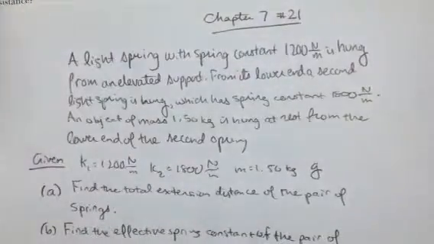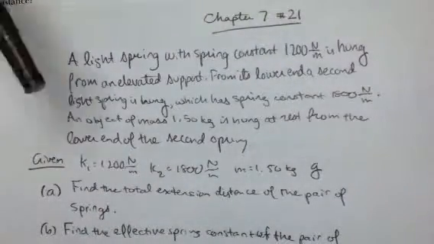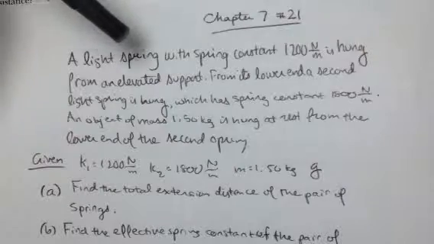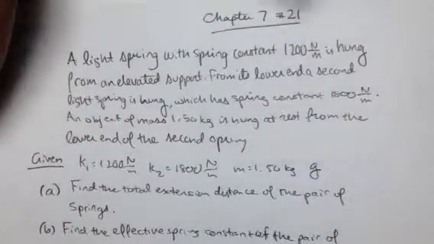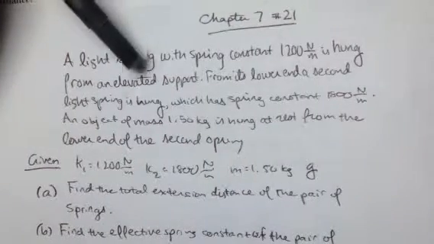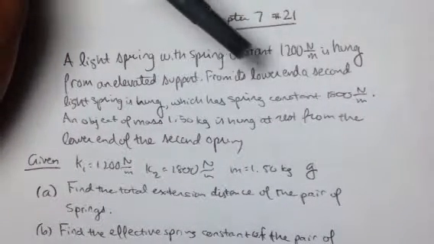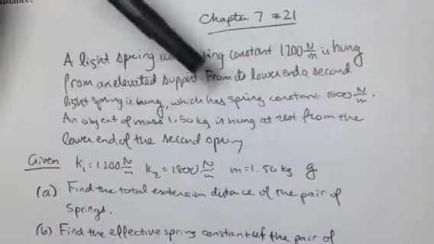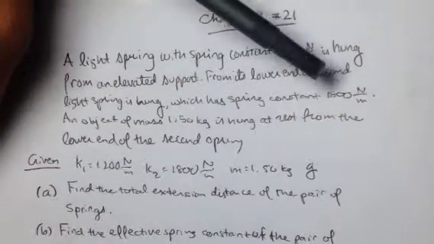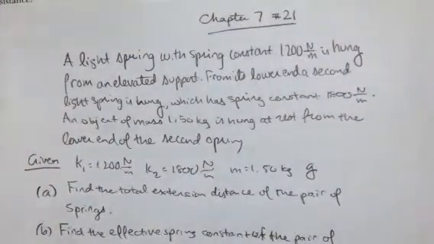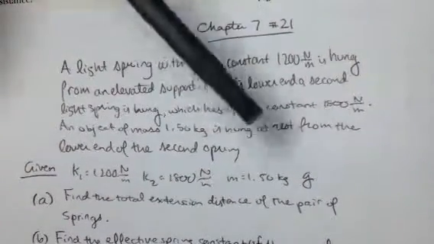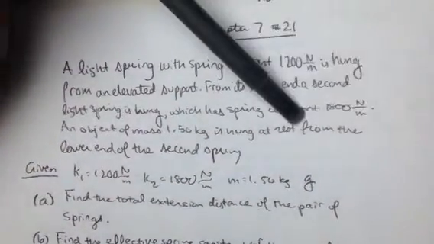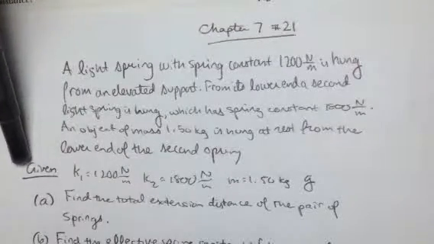Welcome to chapter 7, number 21. In our problem it tells us we have a light spring with spring constant 1,200 newtons per meter, and it's hung from an elevated support. From its lower end, a second light spring is hung, which has a spring constant 1,800 newtons per meter. An object of mass 1.50 kilograms is hung at rest from the lower end of the second spring.